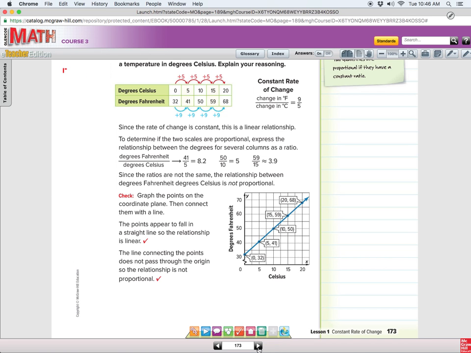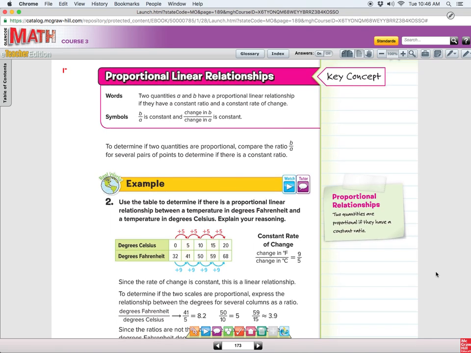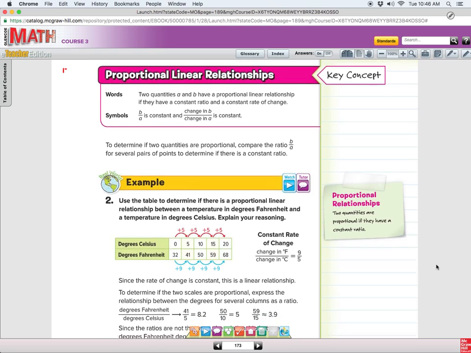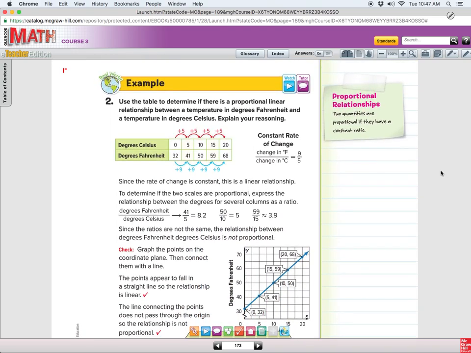Alright, let's go through these examples, because we're actually going to be looking at proportional linear relationships. And I'm going to skip the math mumble jumble, don't worry about it. I'm going to actually just show you, that's way easier. So it says 2, use the table to determine if there is a proportional linear relationship. So that's actually 2 different things. You have, is it proportional? And is it linear? We know how to figure out if it's linear, so let's start there.